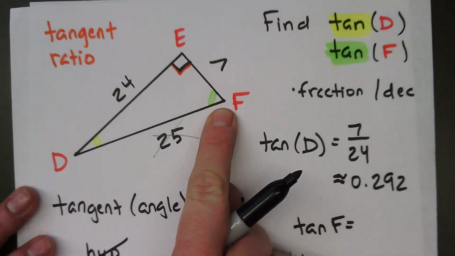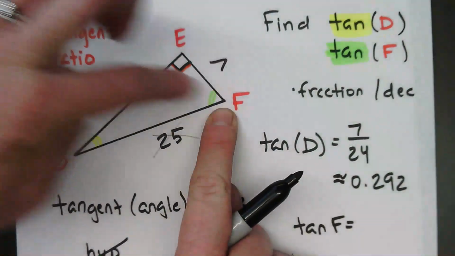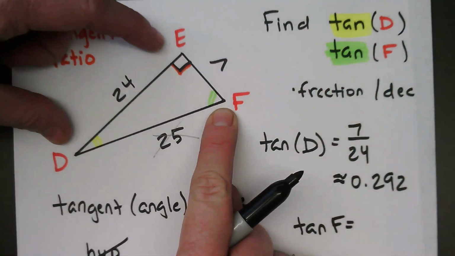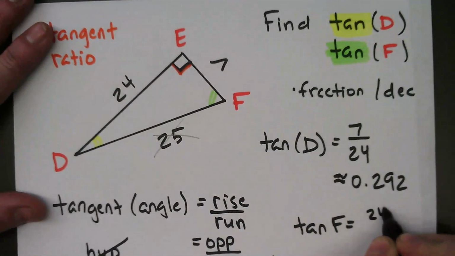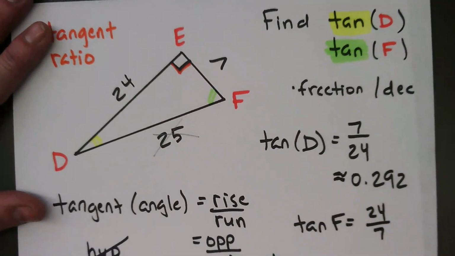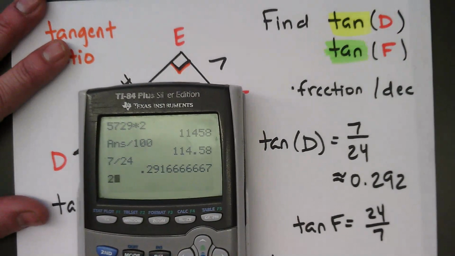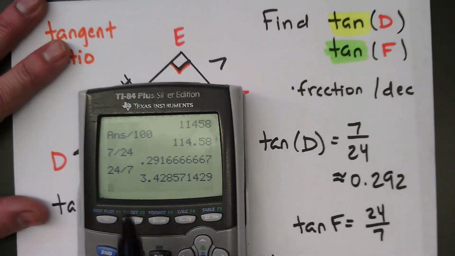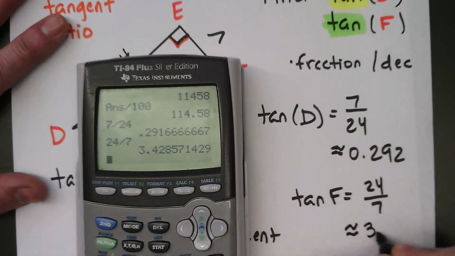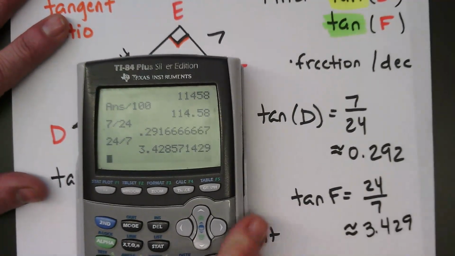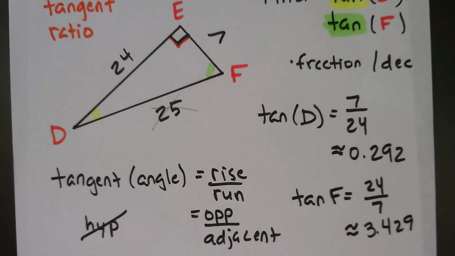All right, if we do the same thing here with the tangent of F, so now we're going from this perspective. So now we're going to do the opposite side from F. So it's going to be 24 over 7. And then we're going to throw that into the calculator. 24 divided by 7. That is about 3.429. Round that up just a little bit. 3.429.